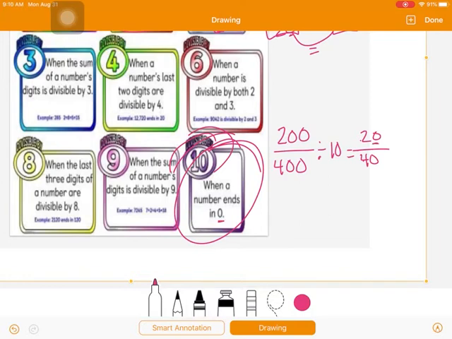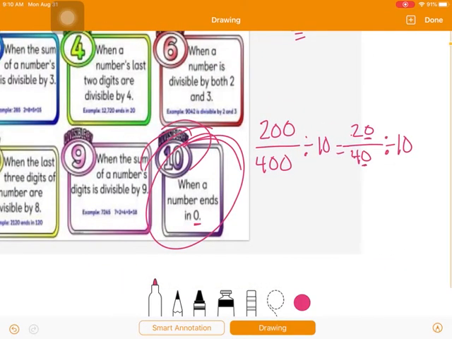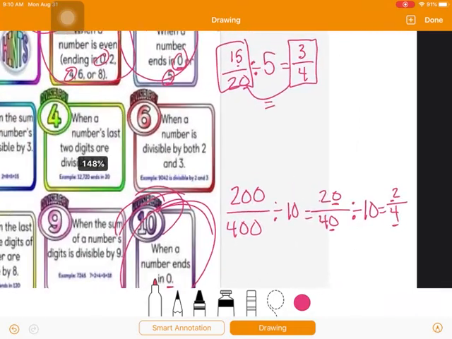So to me, I still see 2 numbers that end in 0, so that means I can try again. I can divide again, both the top and the bottom, by 10. I'm going to run out of space. Okay, so now 10 goes into 20 2 times, 10 goes into 40 4 times, and now I'm left with 2/4. This time I have a number that ends in 2 and 4. So we go back up here.